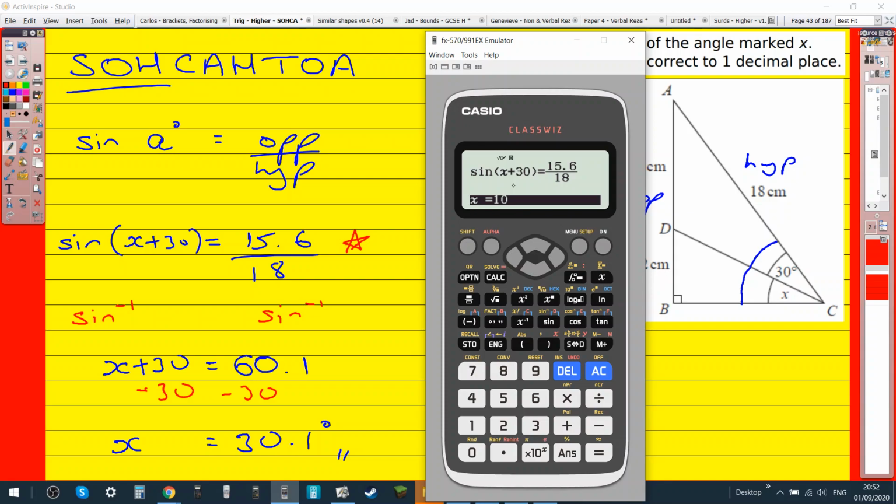Okay, this time you press shift calc for solve. And you have to pick a starting number, like a guess number. So I usually pick lucky number 7. Like I guess that X is 7. You can guess any number you like. And then you press equals twice. Okay. And what does it say? 30.1. Yep.